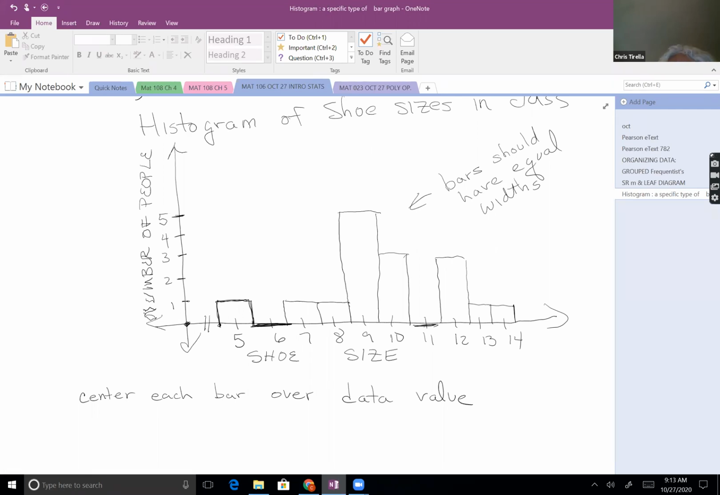Next time when we meet, we'll look at how we would draw that histogram for grouped data. But I'm looking at the clock and we're just about out of time. So I'm going to stop sharing my screen and I'm going to stop recording.